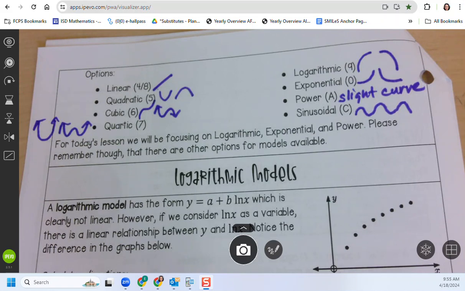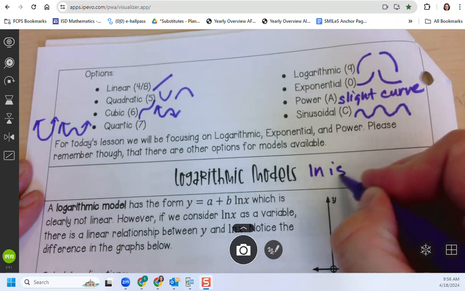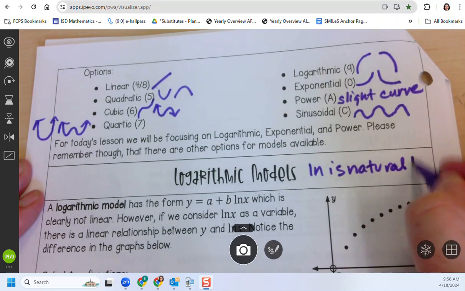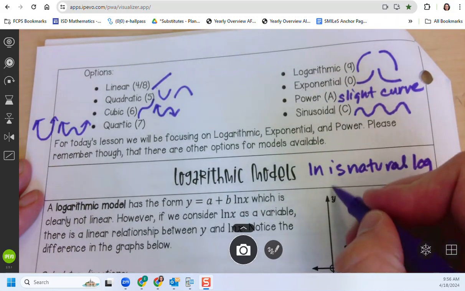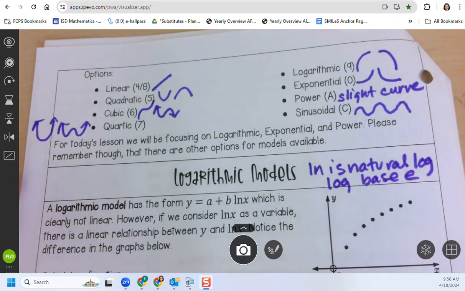All right, logarithmic models. On our calculator, they do a natural log. Remember that ln is natural log, which is log base what? Close. That's the other special one. Log base e. Okay? So ln is natural log, which is log base e, and that's the one that they do on your calculator for a logarithmic model.